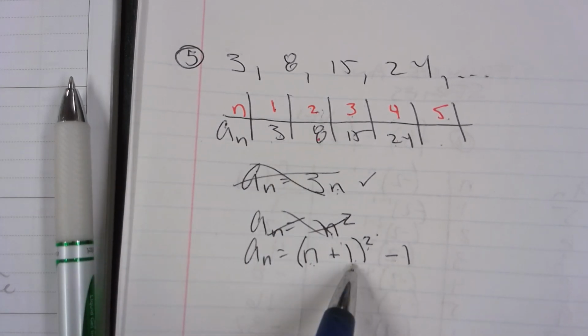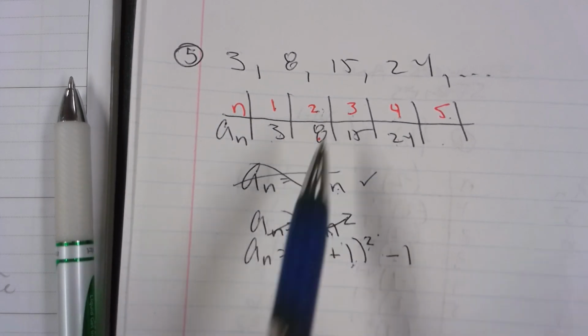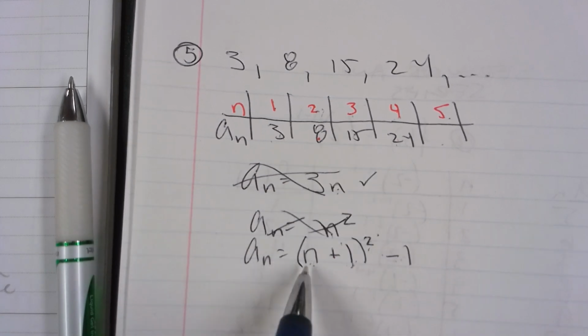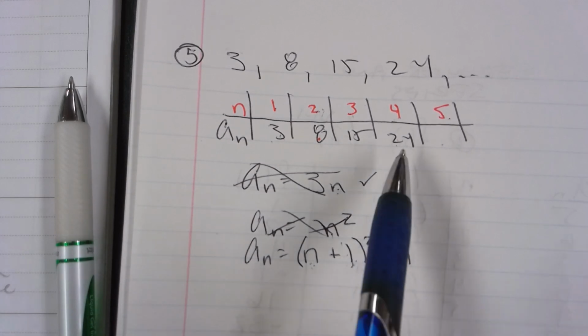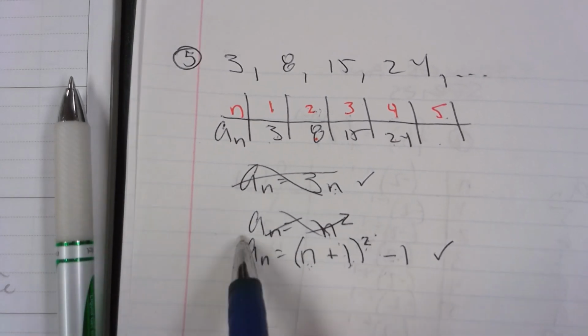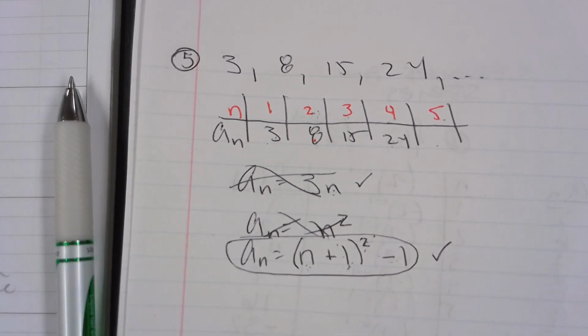2 plus 1 is 3. 3 squared is 9. Take away 1, it's 8. 3 plus 1 is 4. 4 squared is 16. Take away 1, I get 15. 4 plus 1 is 5. 5 squared is 25. Take away 1, I get 24. So this actually works. And I'm kind of shocked because that was a lot of brain power.